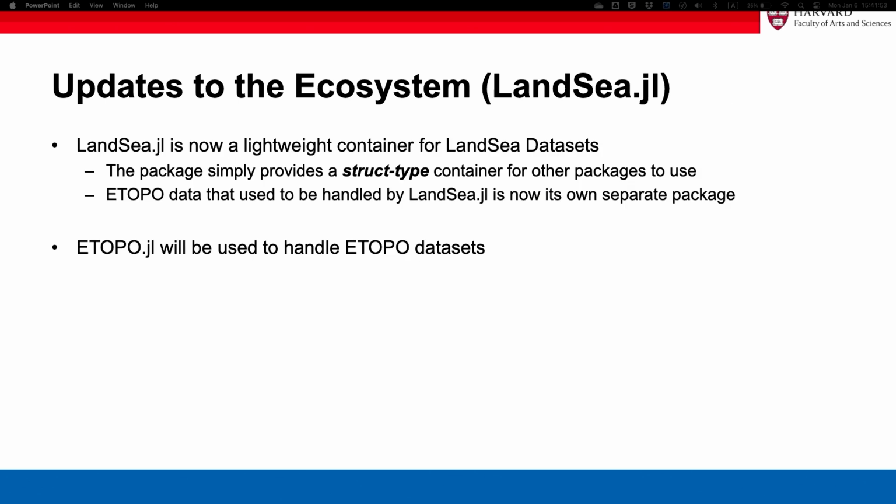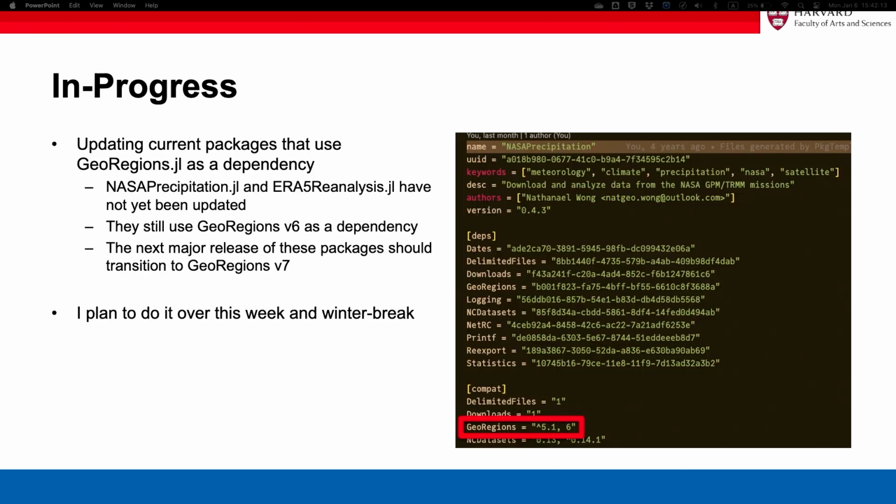And also LandSea.jl, which is for land-sea masks. It's now a lightweight package, whereas previously I also had the functionality to download ETOPO land-sea masks or ETOPO topographic masks as well, but that is now in a separate package. I am currently updating NASA precipitation and ERA5 reanalysis to accommodate the upcoming changes to the GeoRegions ecosystem. I plan to do it over this weekend, over the winter break, so January, February as well.